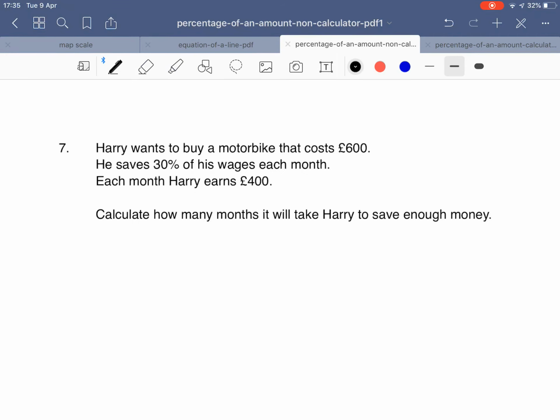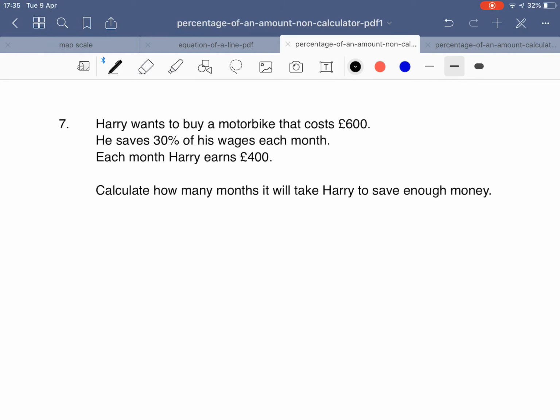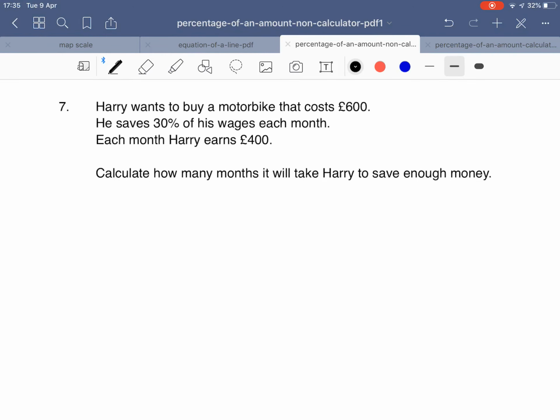Harry wants to buy a motorbike that costs £600. He saves 30% of his wages each month. Each month Harry earns £400. Calculate how many months it will take for him to save enough money.